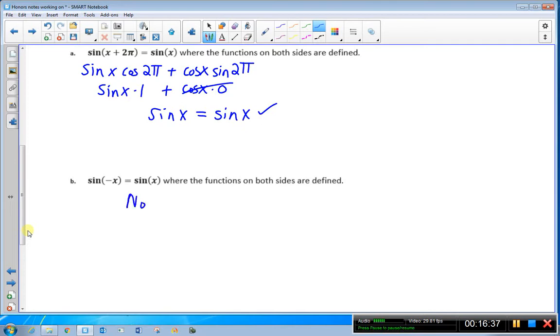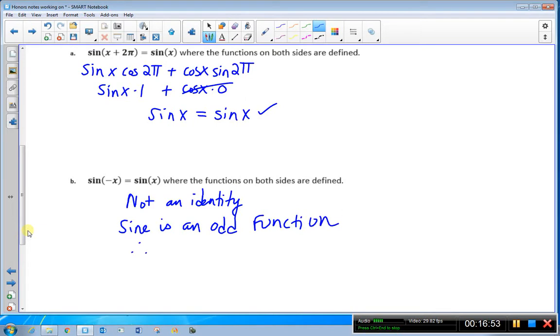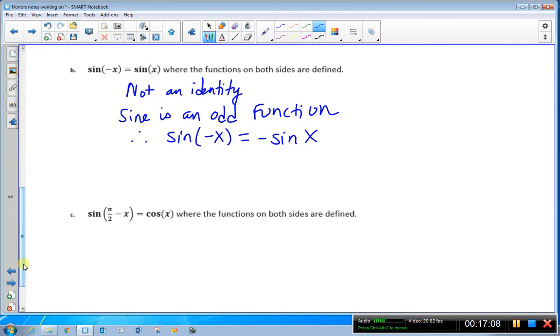All right, sine of negative x equals sine of x. It is not an identity. Sine is an odd function. And so therefore, sine of negative x equals negative sine x. Okay, so the sine of negative x does not equal positive sine x, so that is not going to be true.